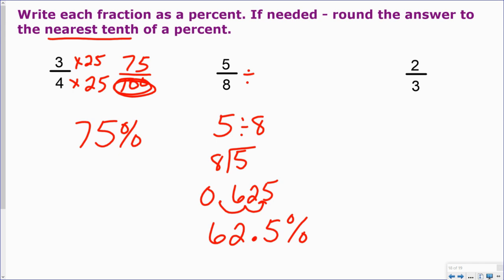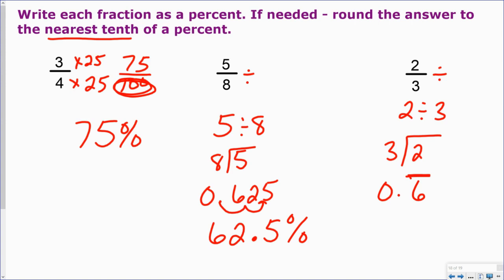So now I have 2/3. And again, 3 does not go into 100 evenly. So I'm going to take 2 divided by 3. And that gives me 0.6, and that 6 continues to repeat forever.